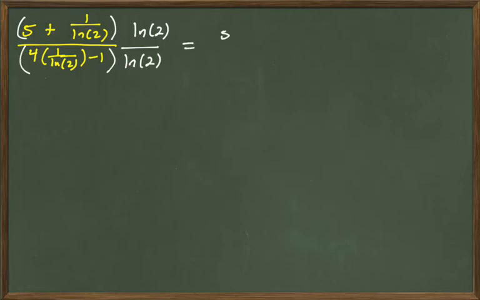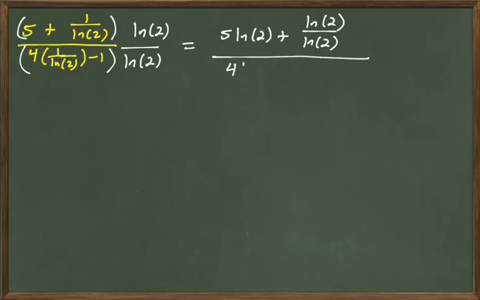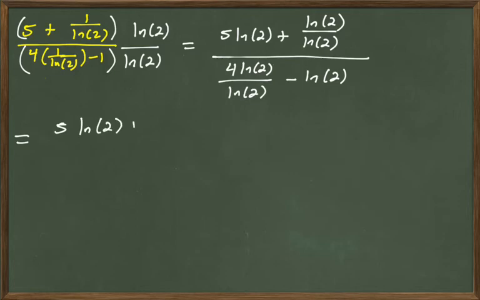So that's going to be 5 times the natural log of 2. And then natural log of 2 times 1 over natural log of 2 will be the natural log of 2 over the natural log of 2, divided by 4 natural log of 2 divided by natural log of 2, and then minus natural log of 2. So we'll reduce, and this is going to be 5 natural log of 2 plus 1 over 4 minus the natural log of 2.